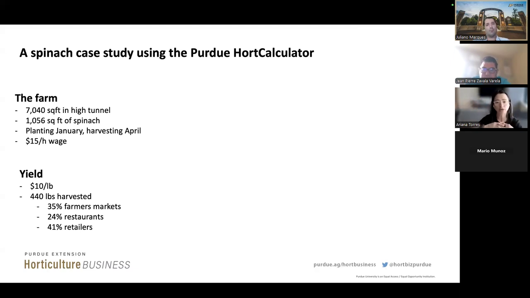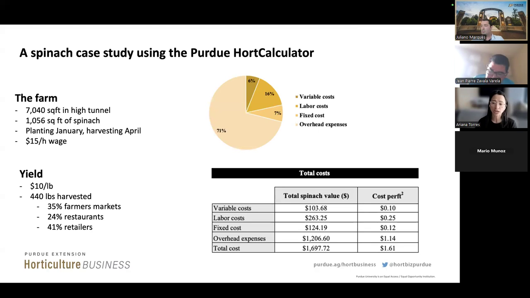So the HortCalculator is going to use a questionnaire format. Think about it like TurboTax, asking you all the information to establish what your costs are. And then you can go ahead and decide, okay, I want to make a 30% profit margin. So that's going to be 30% of your costs. After you enter these in the HortCalculator, this farm has 71% of overhead expenses. These are things like benefits and fringes, crop insurance, internet, secretarial, or any accountant or legal fees. Then you have labor costs, fixed costs, and variable costs.